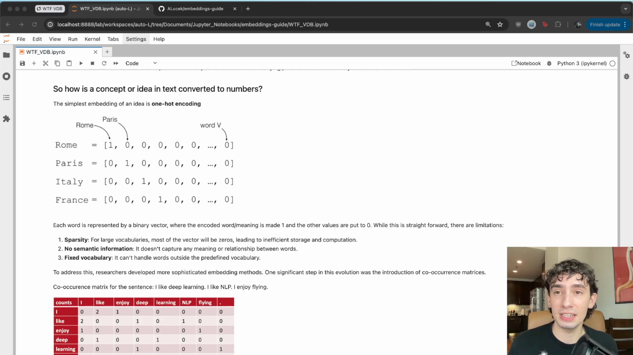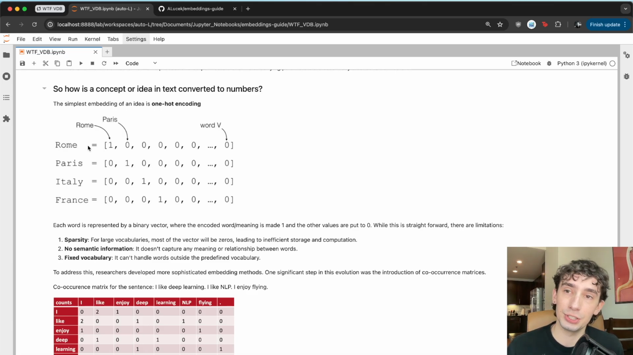And the simplest idea of an embedding is what's called one hot encoding. Essentially, for every single word that you're interested in, one index of this vector is going to be turned to 1, and that will represent that idea. The rest of the entries, corresponding to the length of your vocabulary, which in this example here would just be 4, are going to be turned to 0.